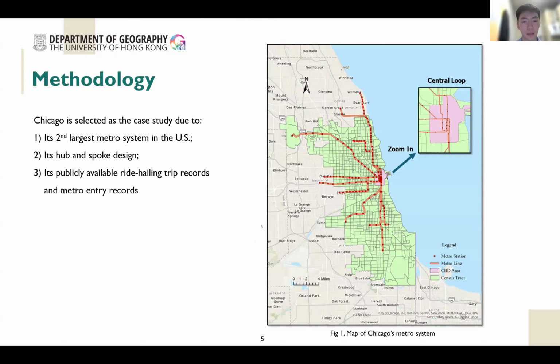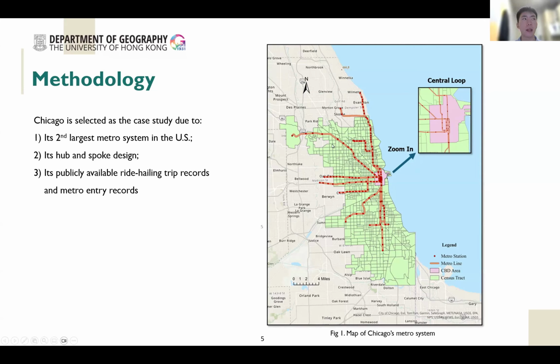So let's proceed to the methodology part. We select Chicago as our case study for three reasons. First, it operates the second largest metro system in the US. And this metro system, consisting of 8 metro lines shown in this map, is designed in a hub and spoke configuration. It means they are all connected in the central loop area, and in the peripheral, suburban areas, the catchment areas of the metro stations are really large.